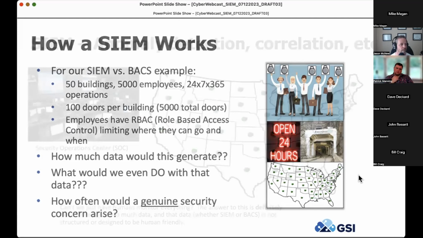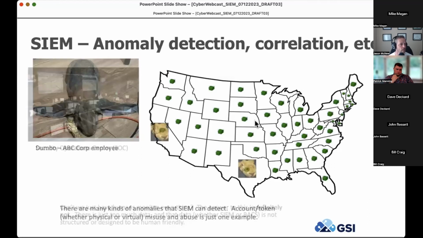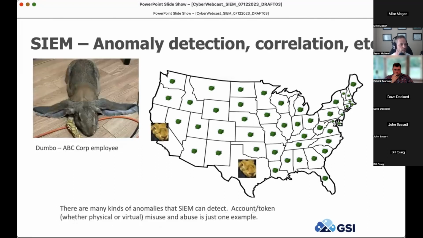And how often, out of all that going on, how often would a genuine security concern arise? Next slide. So, can we just have humans monitor all this? No, that would be impossible.